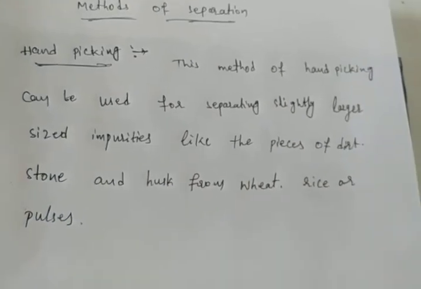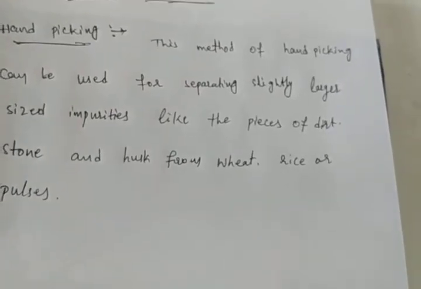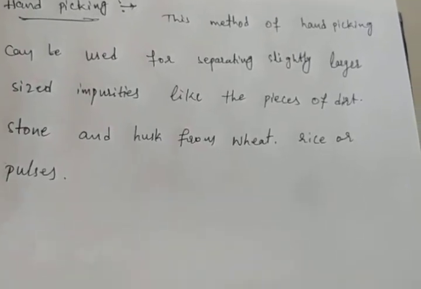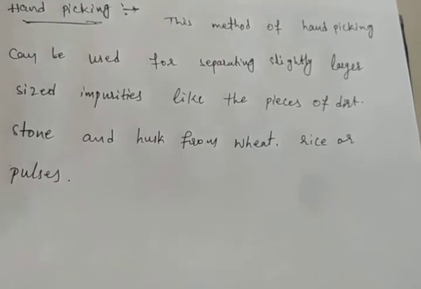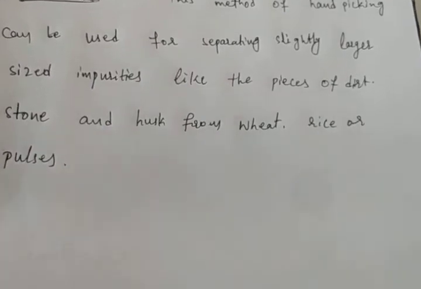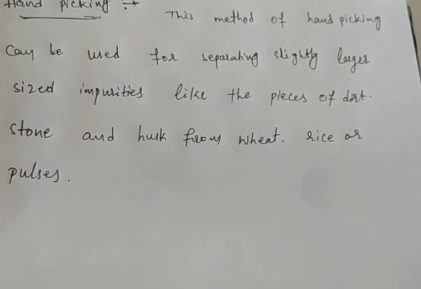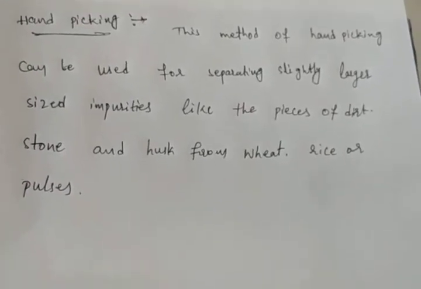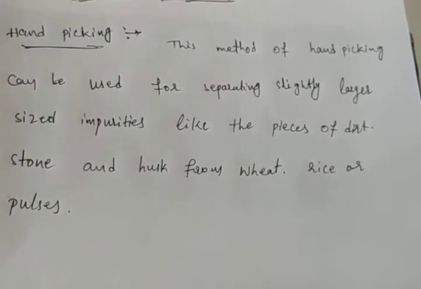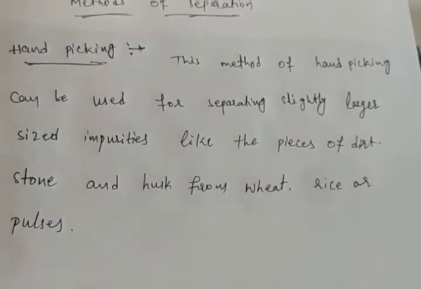Okay, what is the hand picking method? The method of hand picking can be used for separating slightly larger sized impurities like the pieces of dirt, stone and husk from wheat, rice or pulses. Stone is a large size substance, so this method is called hand picking method. In the hand picking method, if the substance's size is large, we can separate it by hand. So from the rice or pulses we can separate the stone and husk. This method is called hand picking method.